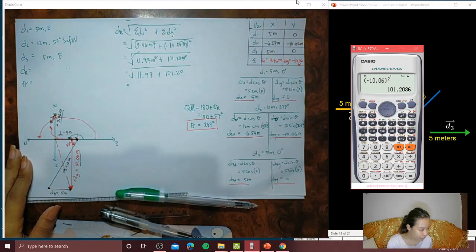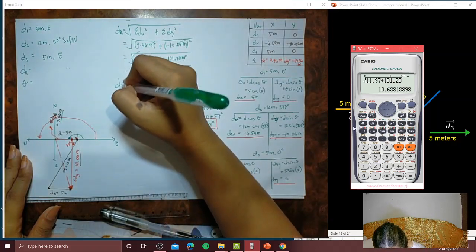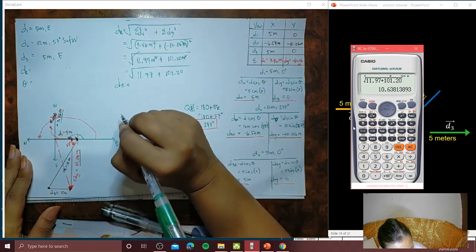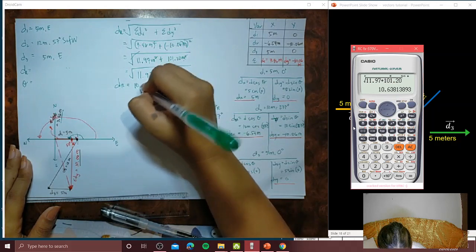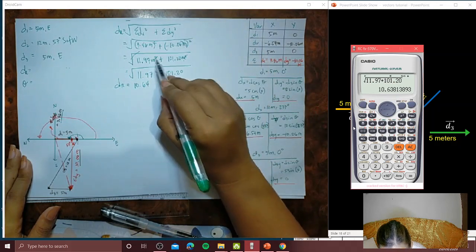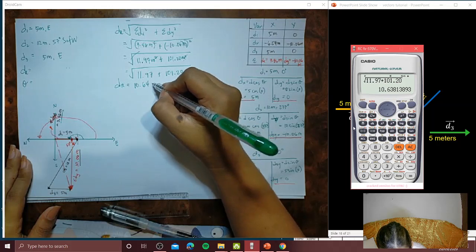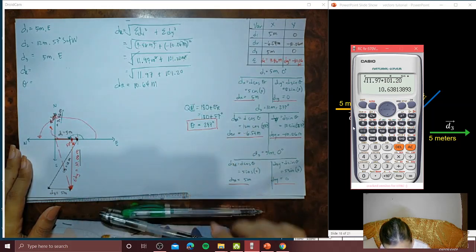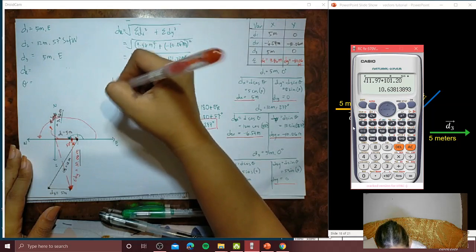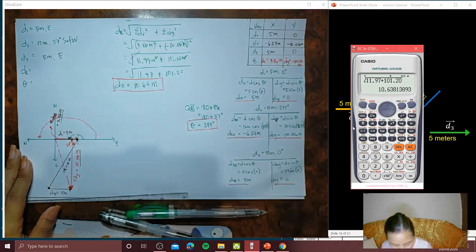Okay, so we have there the square root of 11.97 plus 101.20. There it equals, okay, so there it is. We have the d sub r, which is equal to 10.64. So, you have canceled the square root and the square in the unit. So, you have there just meters for your final unit. That's for your d sub r.